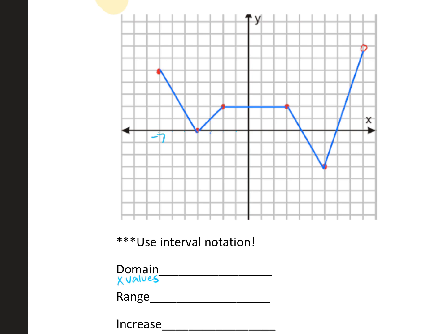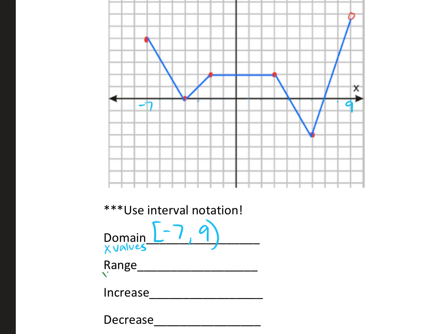-7. Would it be a bracket or parentheses at -7? A bracket because it's a closed circle. Yes. And then we want to see what's our largest x value that our graph goes to. So what's the point farthest to the right that our graph goes to? That would be 1, 2, 3, 4, 5, 6, 7, 8, 9. Would 9 get a bracket or parentheses? Parentheses because it's an open circle. Perfect.